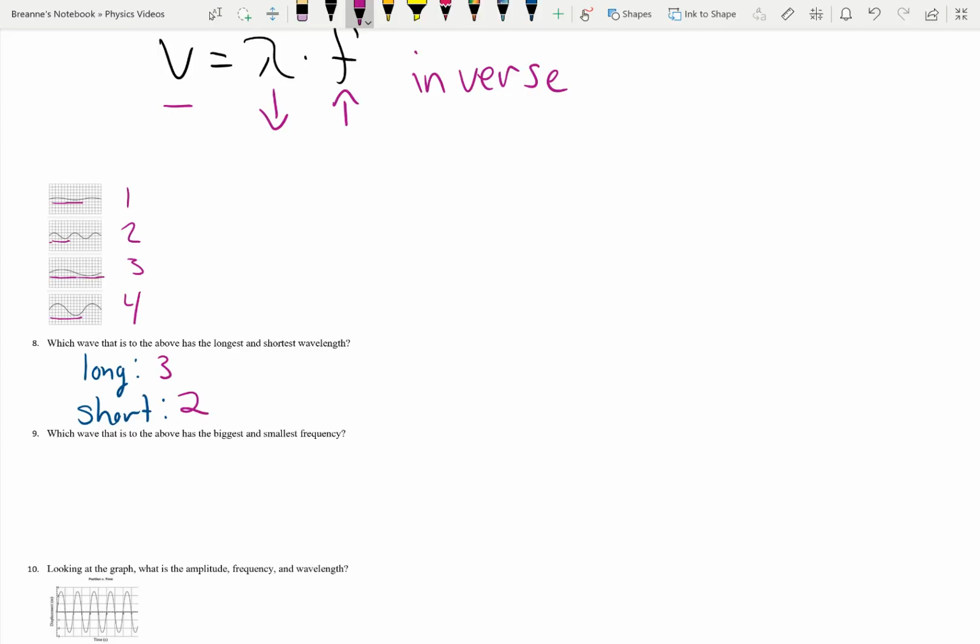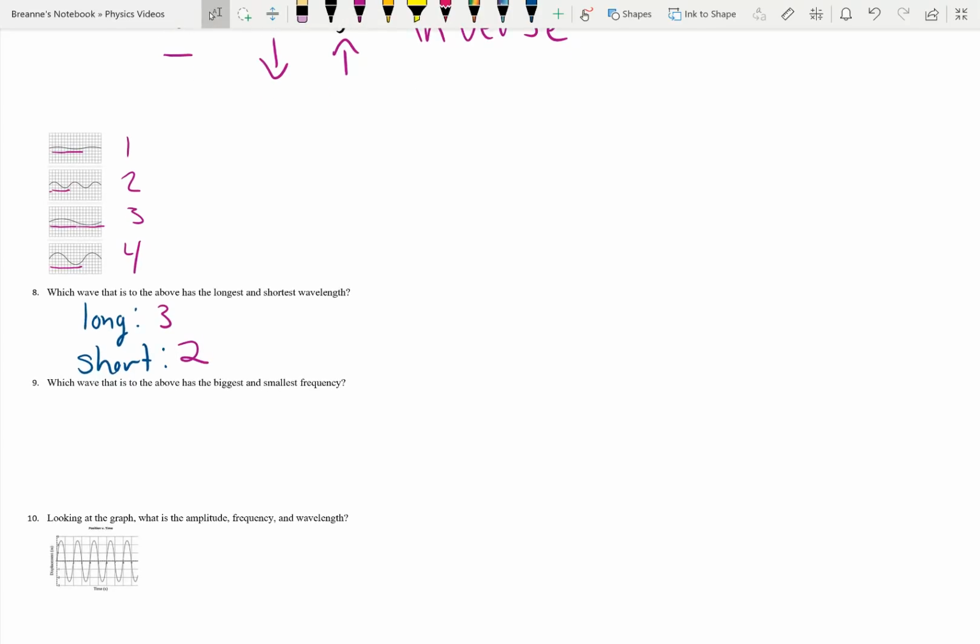And then which wave, from above or to your left, has the biggest and smallest frequency? Big frequency, small frequency. Remember, for frequency you can sit there and count the crests. This one has 2 crests. This one has 1, 2, 3 crests. This one has 1 crest. This one has 2 crests. So the biggest frequency would be 2, and the smallest frequency would be 3.